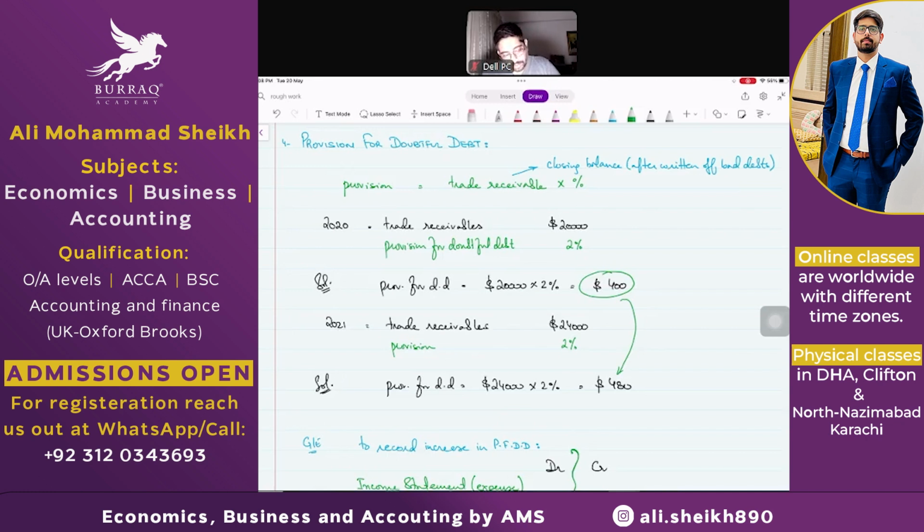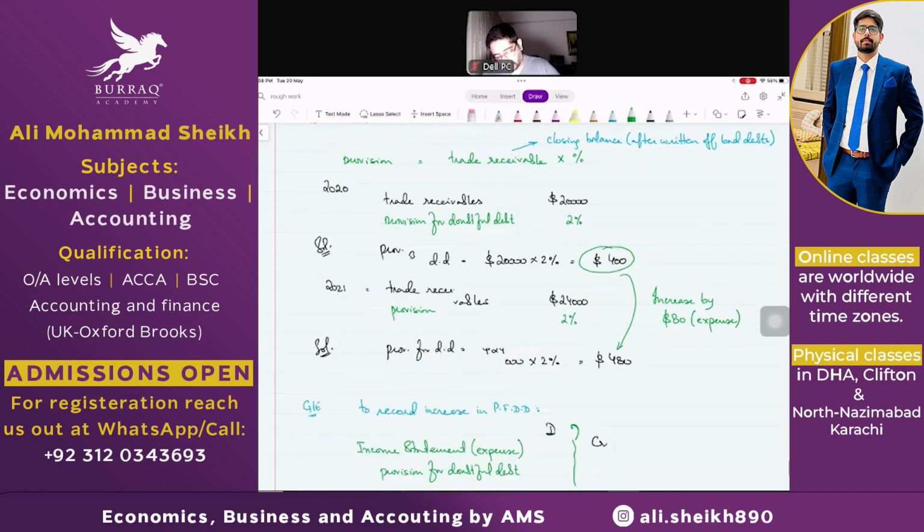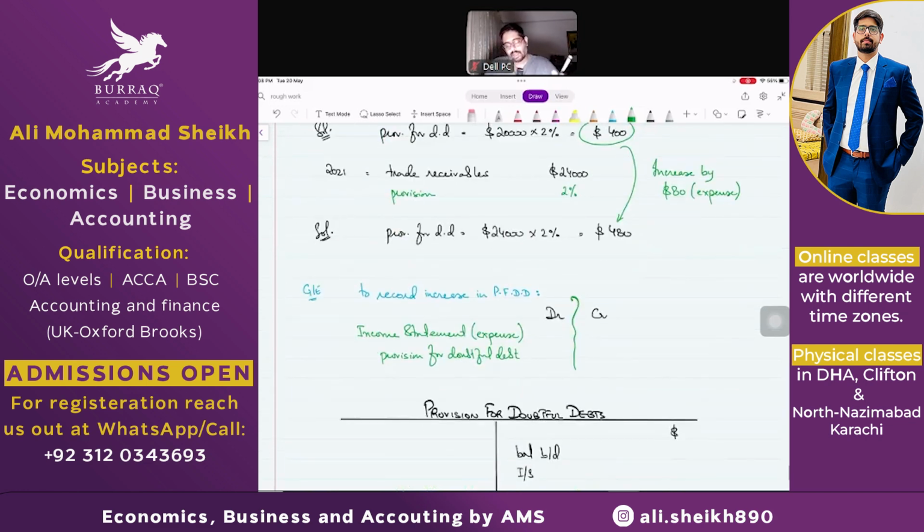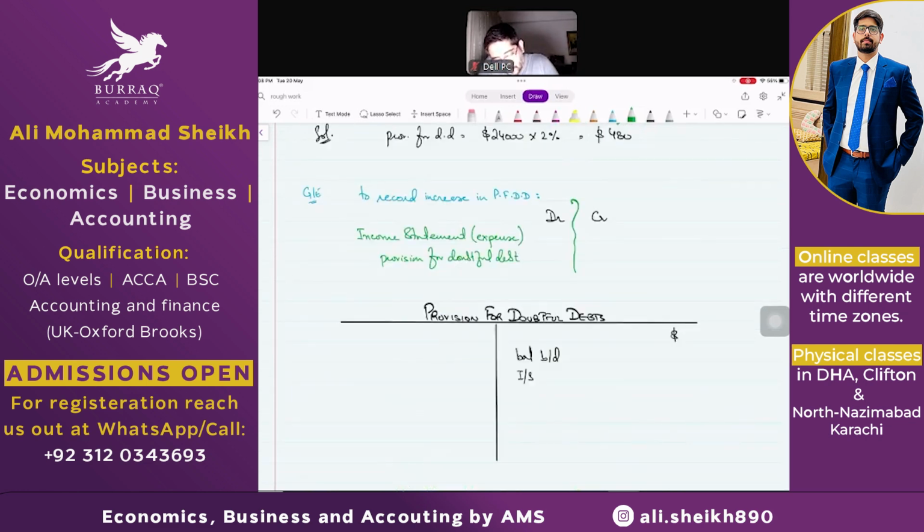So whenever there is an increase in provision for doubtful debt, increased by $80, it's an expense. Whenever provision for doubtful debt increases, the risk of bad debt increases, it will be charged as an expense in the books. So provision increases on the credit side. When you record provision for doubtful debt in a journal entry form, provision for doubtful debt will be credited by $80 and income statement will be debited by $80.